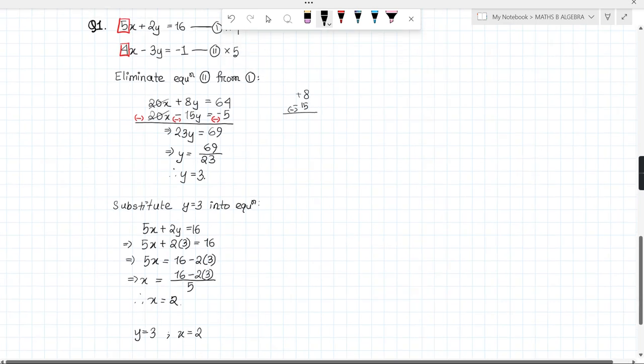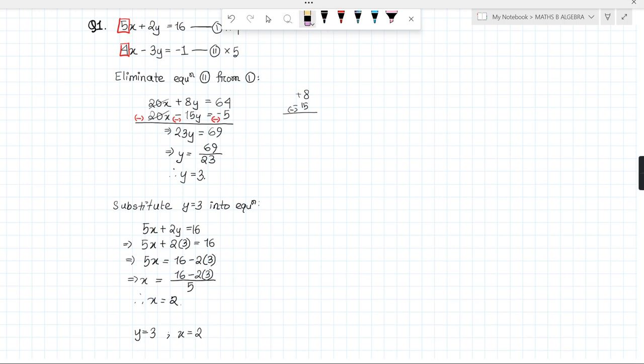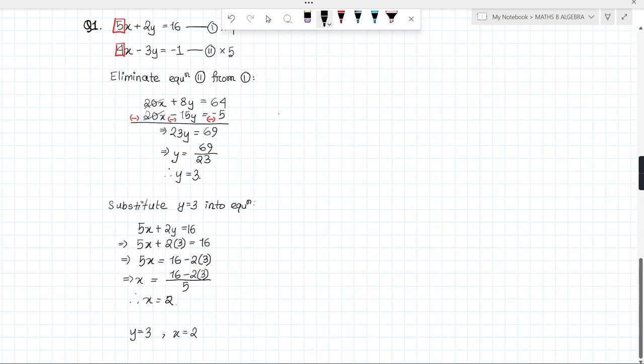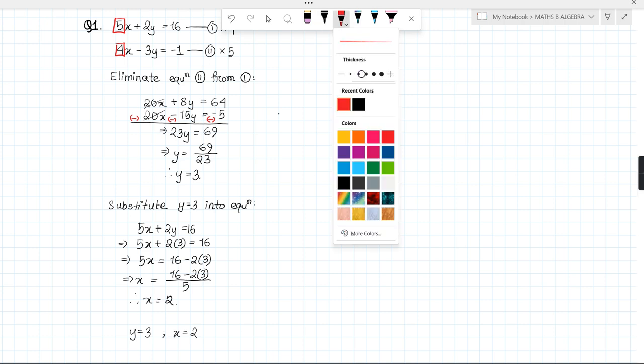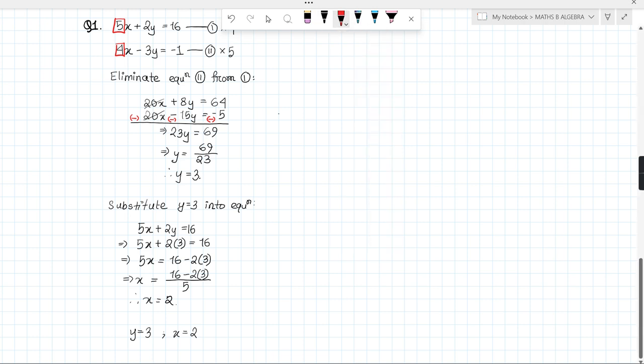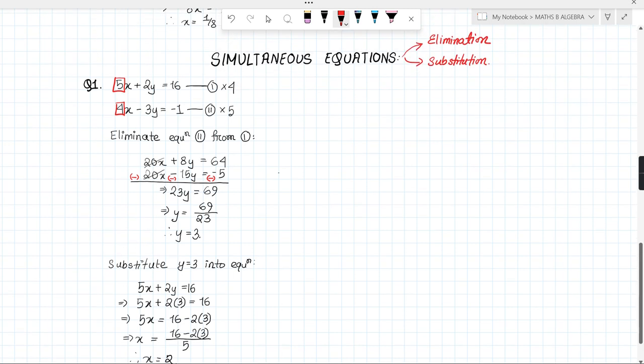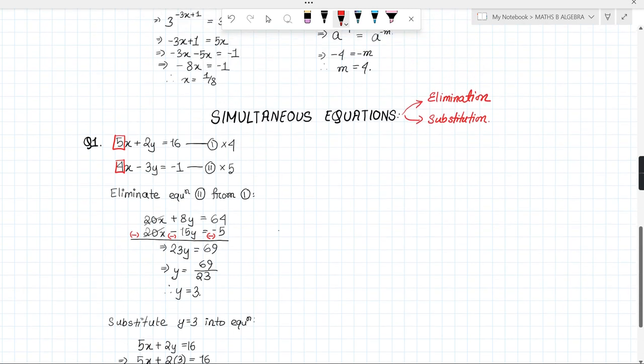So this is how you calculate the value for multiple unknown alphabets inside an equation using the elimination method. Now if I solve this same question using the substitution method, you can compare the difference between elimination and substitution. The question is the same: 5x plus 2y equals 16, and the second equation was 4x minus 3y equals minus 1.